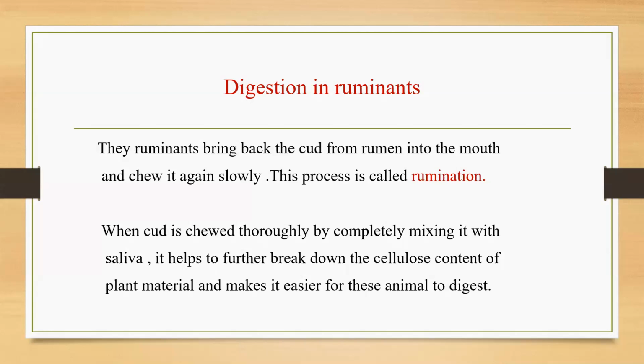What is the need of this rumination? They have to perform it in order to completely digest the food. Why? Because the food material consists of cellulose, and cellulose is made of very tough fibers which are very difficult to digest. So they have to chew the cud thoroughly and slowly, so that it is completely mixed with saliva, and ultimately the cellulose is digested.